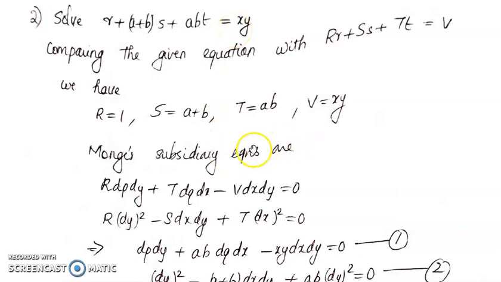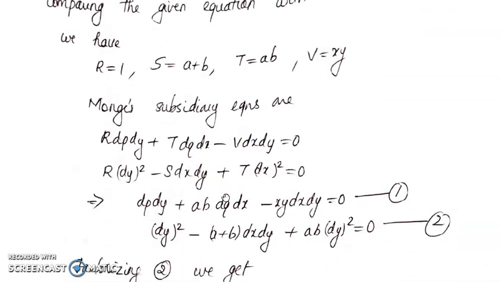Now we will find the subsidiary equations. The subsidiary equations are given by R dp dy plus T dq dx minus V dx dy equal to 0, and R dy square minus S dx dy plus T dx square equal to 0. Now substitute R, S, T and V. That will give us two equations.